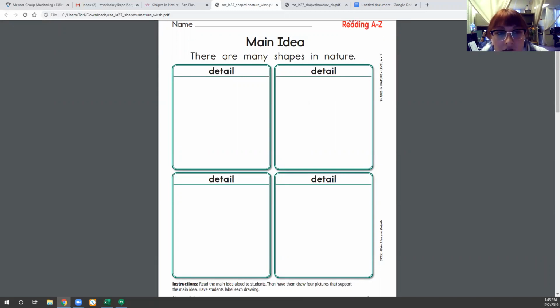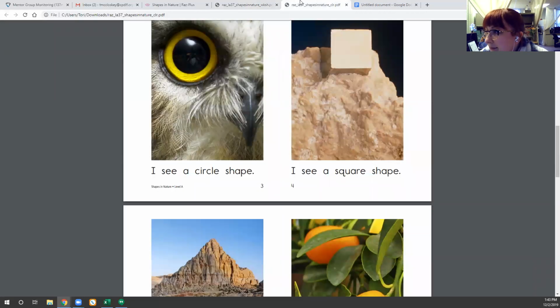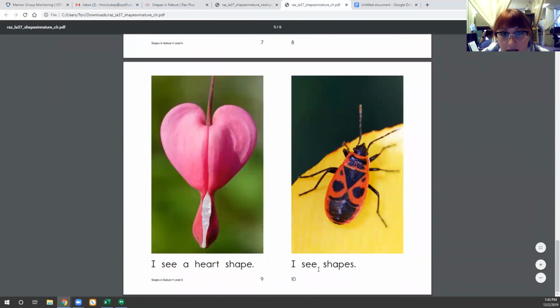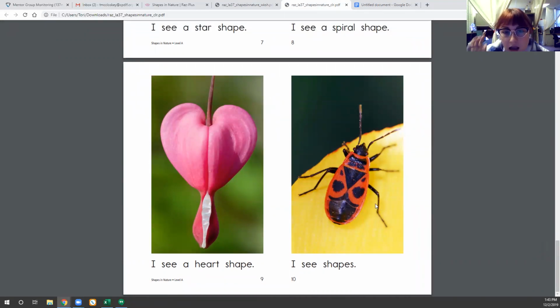All right, so the sentence on the last page reads, I see shapes. After reading about so many specific examples of shapes in nature, I can visualize a whole crowd of shapes I might see in the outside world. I see a wavy river that sparkles. I see a square house made of red bricks. I see a star shining in the sky. And I see a triangular pyramid. What kind of shapes do you see?